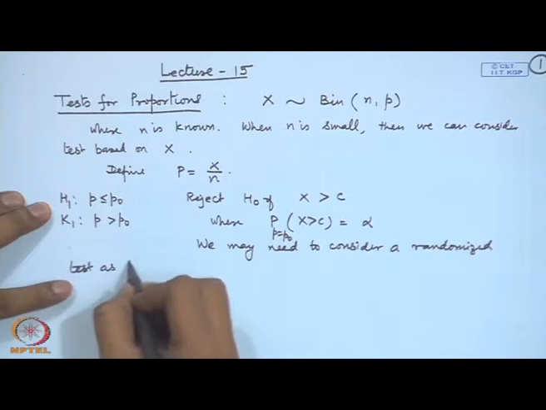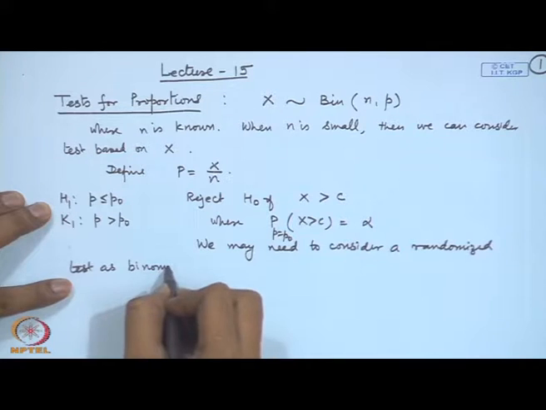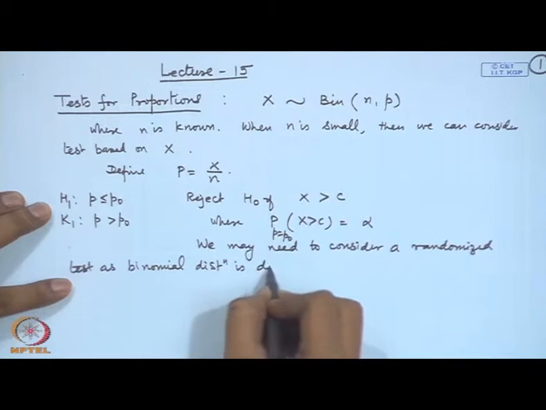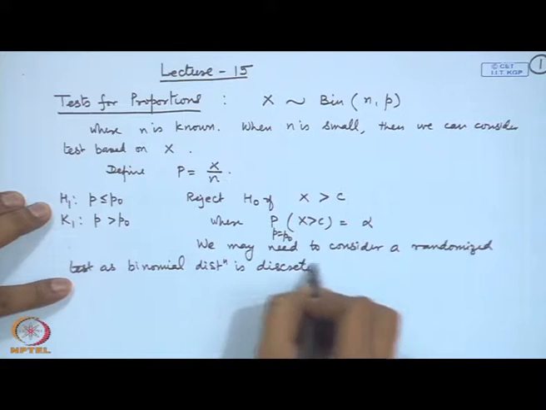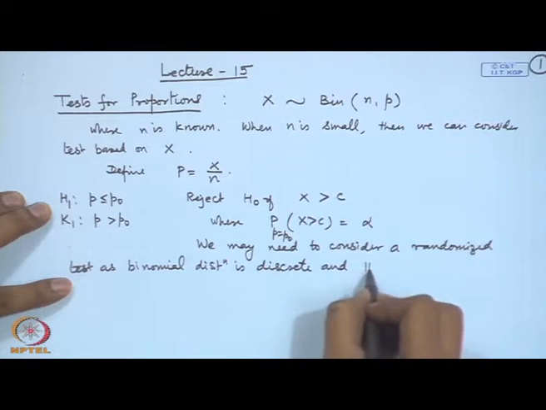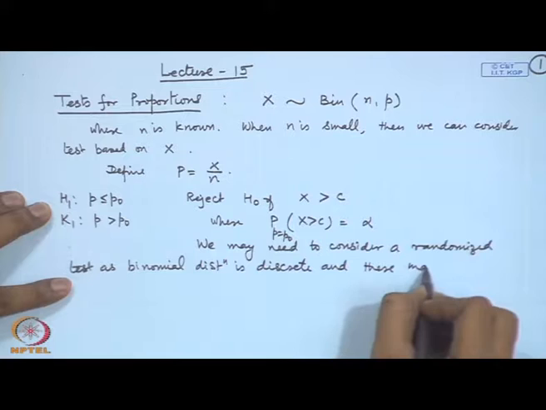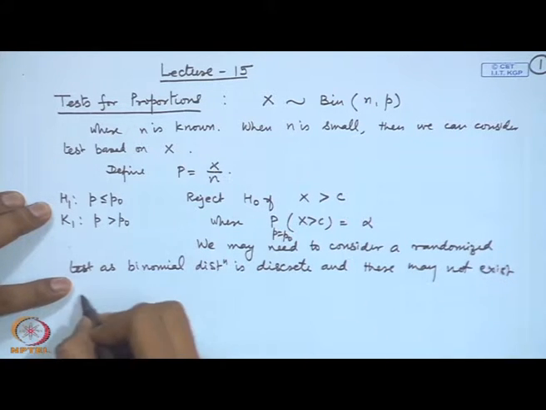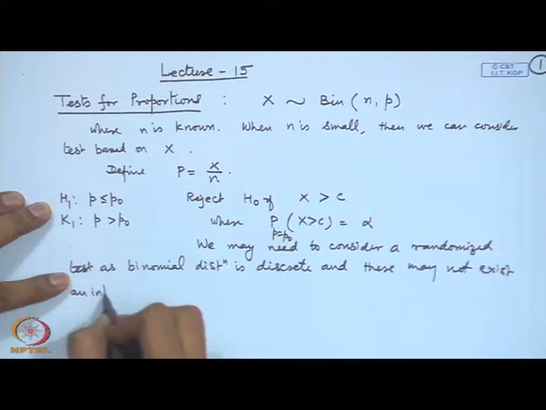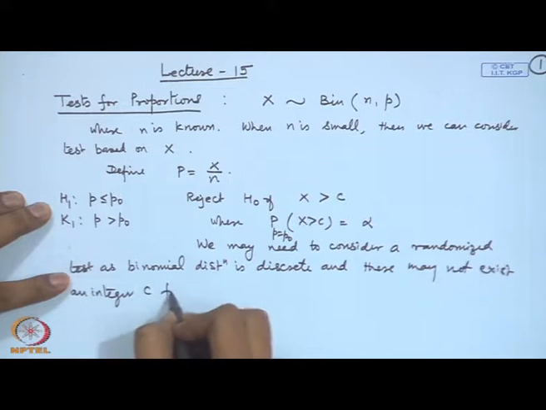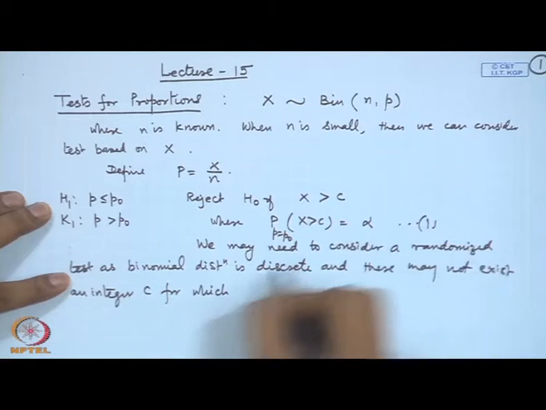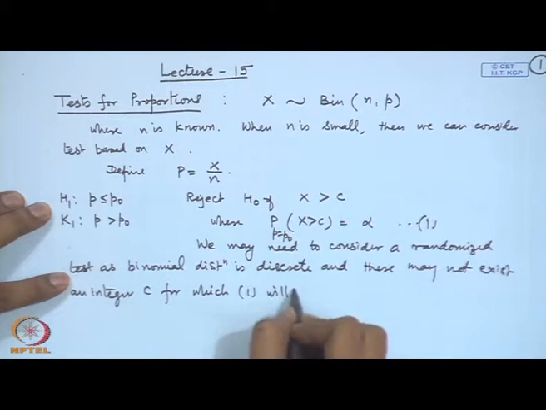as the binomial distribution is discrete and there may not exist an integer c for which (1) will be satisfied.